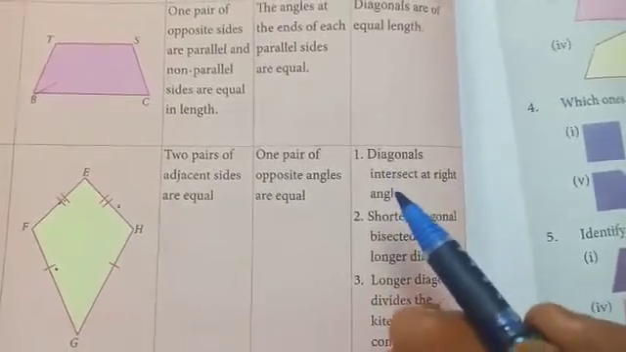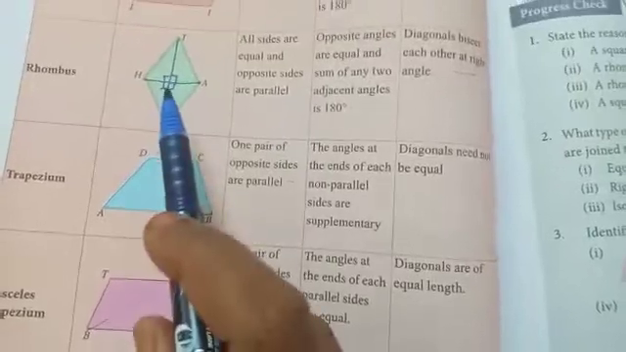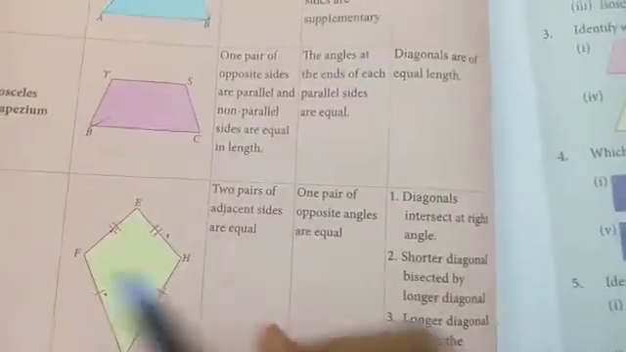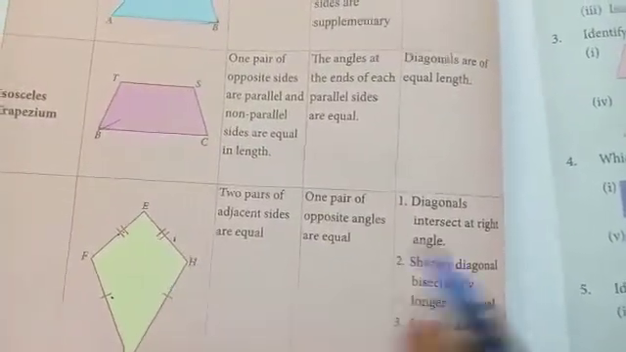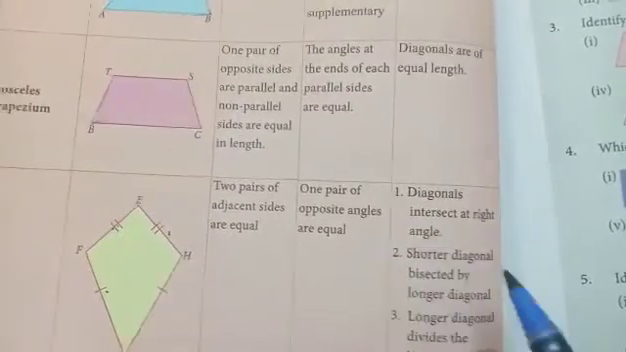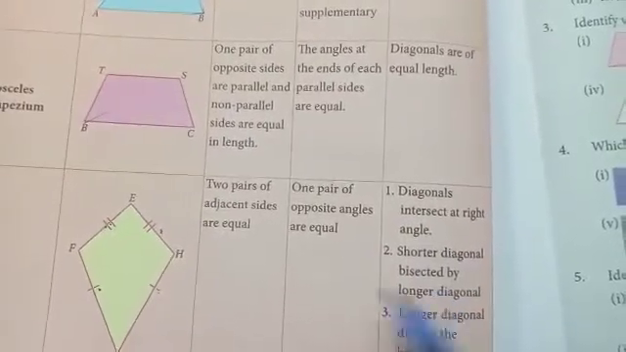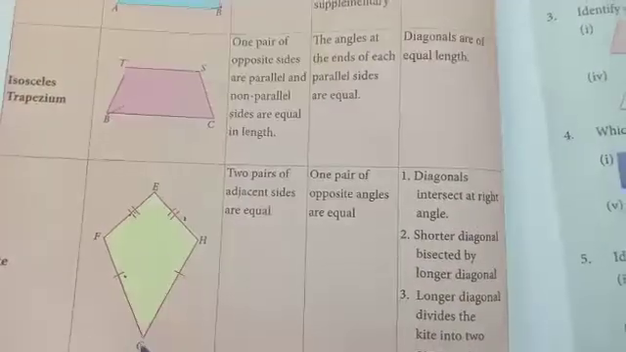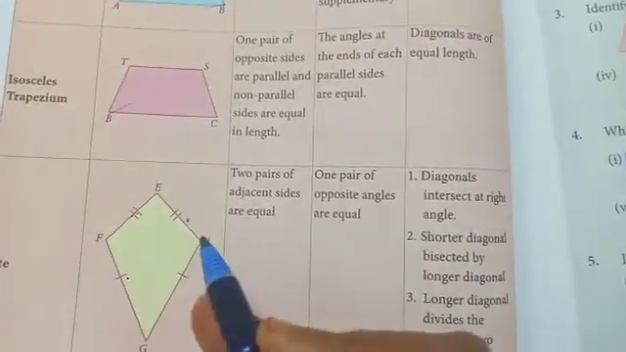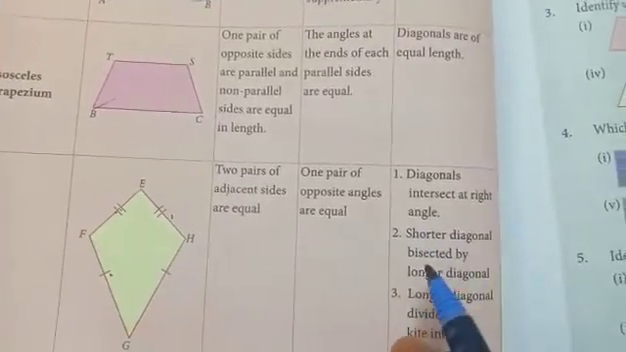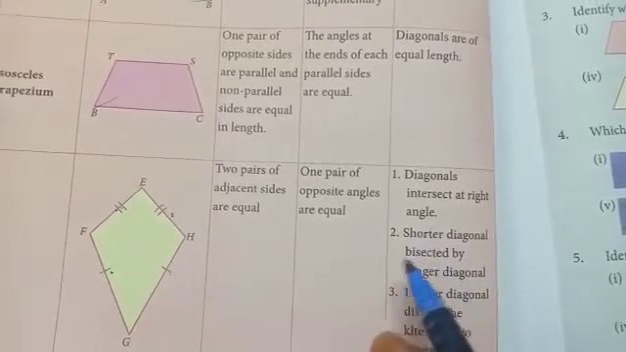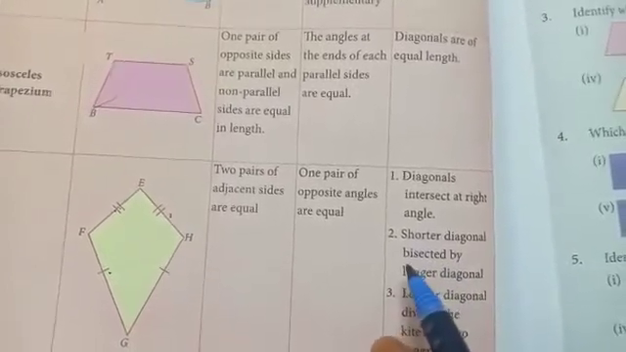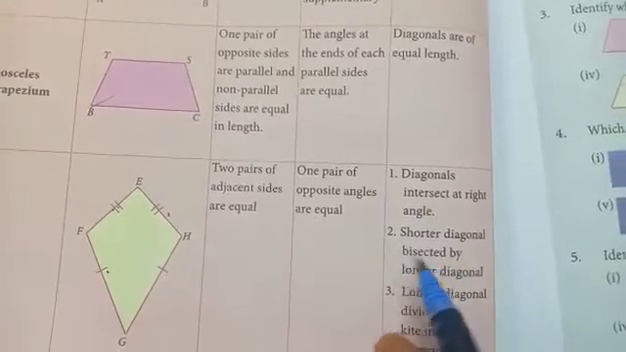Next, diagonals intersect at right angle. Like this. Okay. Right angle. Diagonals intersect at right angle. Next, the shorter diagonal is bisected by the longer diagonal. This is the longer diagonal. This is the shorter diagonal. So the shorter diagonal is bisected by the longer one. Bisect means divide into 2. That is the meaning of bisect.